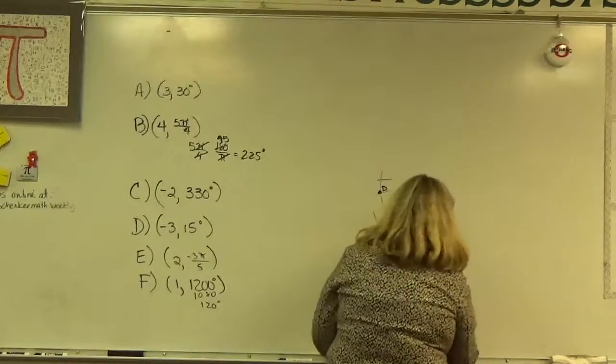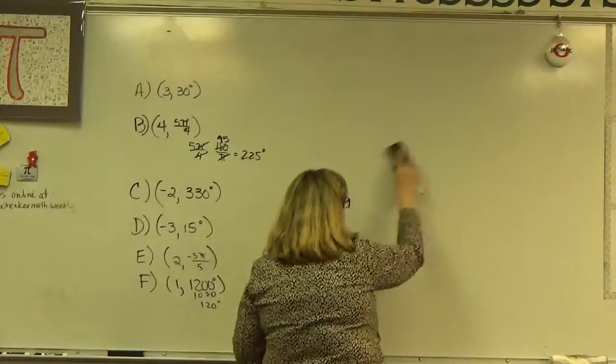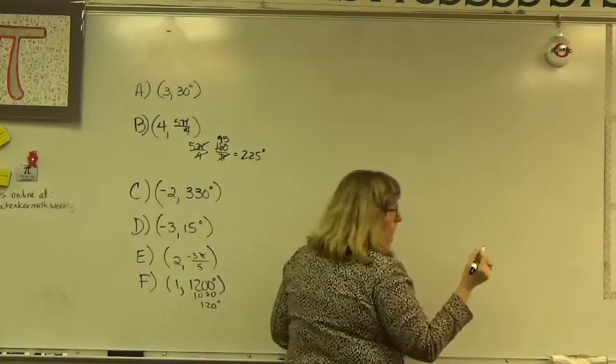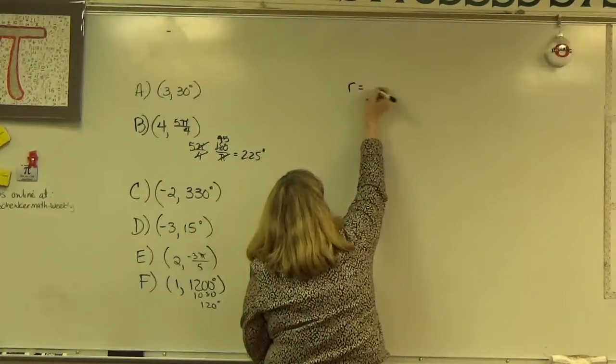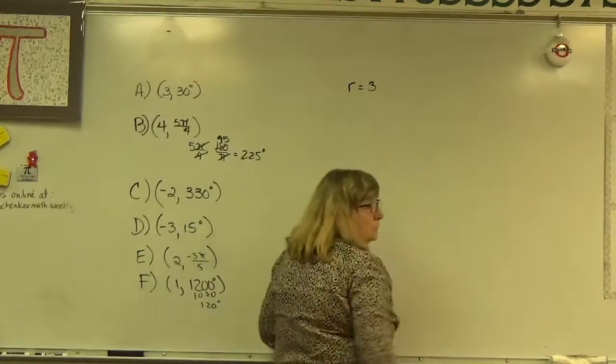Now this one you could do on the graphs if you want to, but you can also hand draw these because they aren't bad. How would I graph r equals 3?